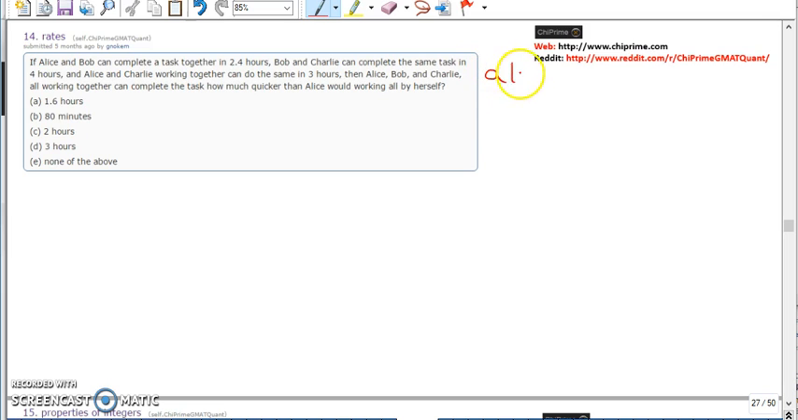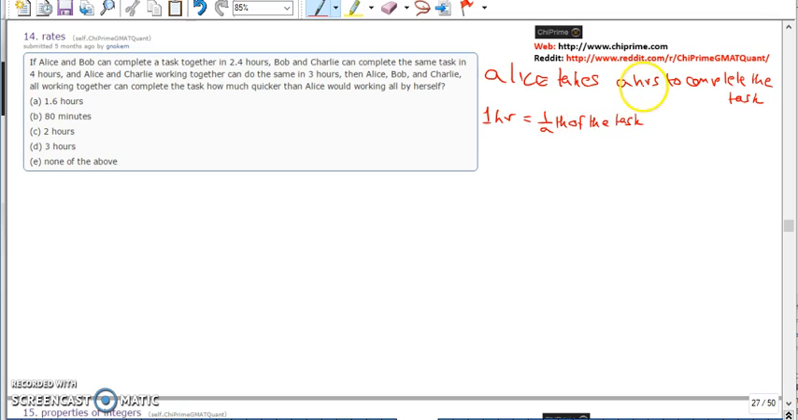Let's say Alice takes 8 hours to complete the task. So in 1 hour, Alice completes 1/8 of the task. Similarly, 1/8 of the task for Bob, and 1/6 fraction of the task is completed by Charlie in 1 hour.